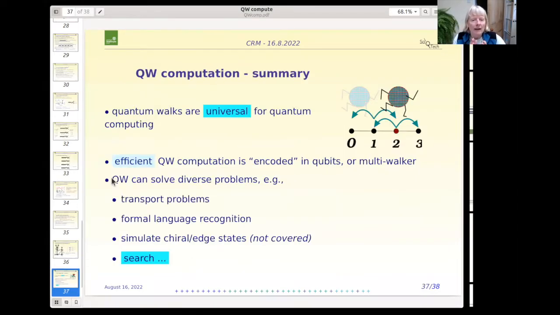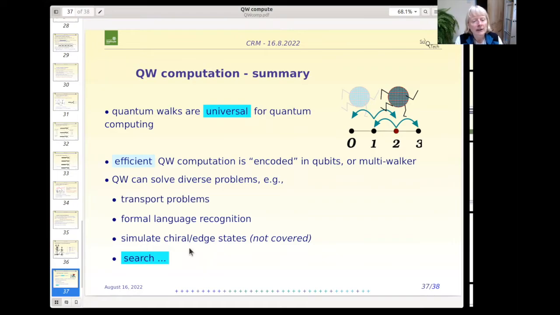So that was a somewhat eclectic introduction to computing with quantum walks. The takeaway message here is quantum walks are universal for quantum computing. Efficient quantum walk computation is either encoded in qubits or it's multi-walker. And quantum walks can solve a whole diverse variety of problems. I showed you transport problems and formal language recognition. I haven't talked about simulating chiral and edge states, but that's another big area they're used for.